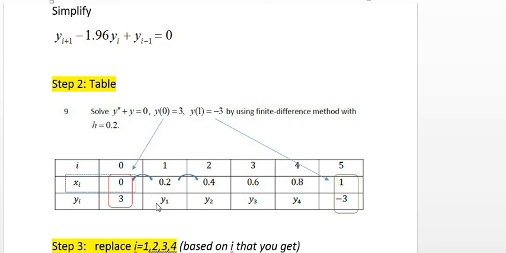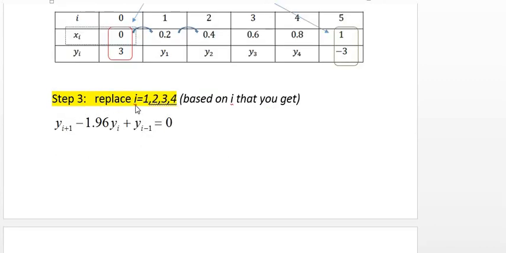Okay, now what we do not know is this value. So we know y at 0 is 3. We know the last one is minus 3. However, we do not know between here. So between here is 1, 2, 3, and 4. So we just label it as y1, y2, y3, and y4. How to do that? We will replace I in this equation. So in this case, we have I 0, 1, 2, 3, 4, 5. So we want to find the y.